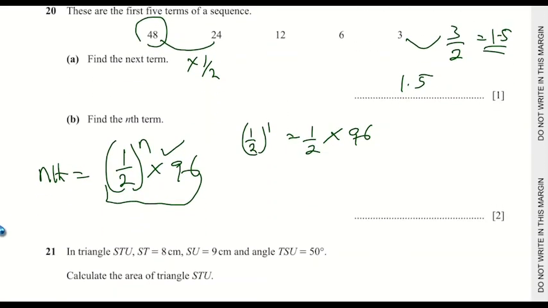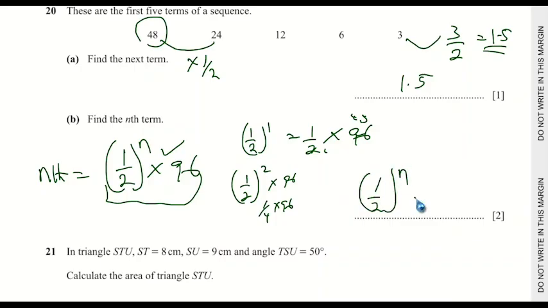So let's try it now. Half times 96, you get 48, which is correct. Let's take again when n is 2: you have 1 over 2 to the power of 2 multiplied by 96. This gives us 1 over 4, and 1 over 4 multiplied by 96 equals 24. So our nth term will be 1 over 2 to the power of n multiplied by 96. You may also write 1 over 2 as 2 to the power of negative 1, so 2 to the power of negative n times 96. Still the same. Let's go to the next question.